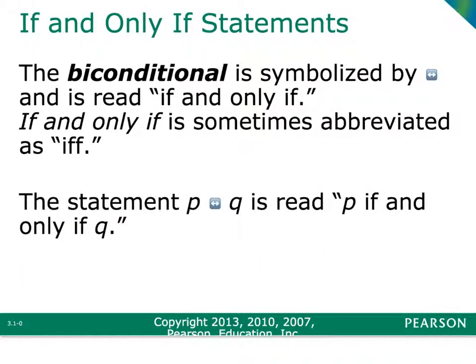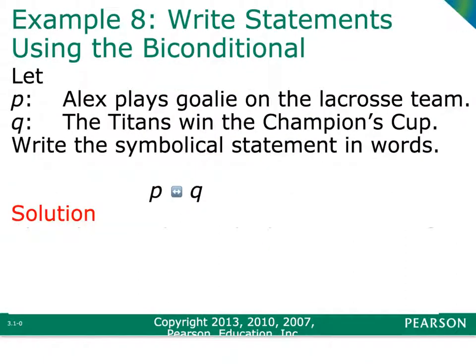Okay, you have another type of statement called a biconditional statement. A biconditional statement is read if and only if, and typically the arrow points in both directions in a biconditional statement. And it is read P if and only if Q. Okay, so for example, Alex plays goalie on the lacrosse team, and the Titans win the championship cup. And you have P if and only if Q.